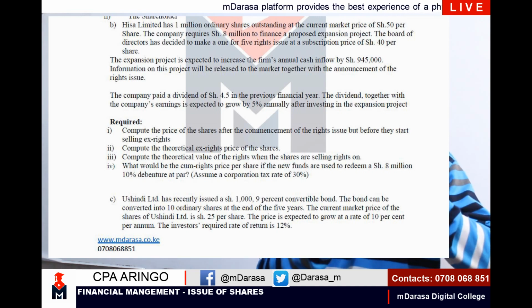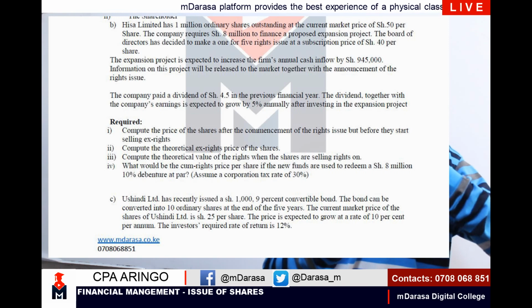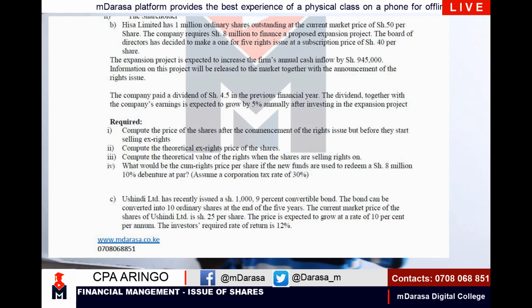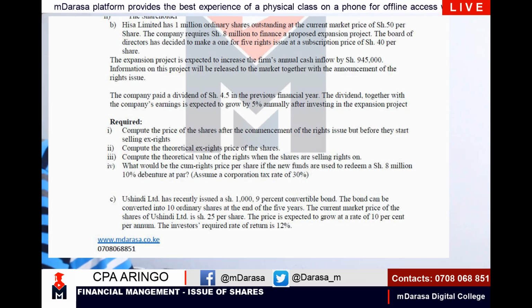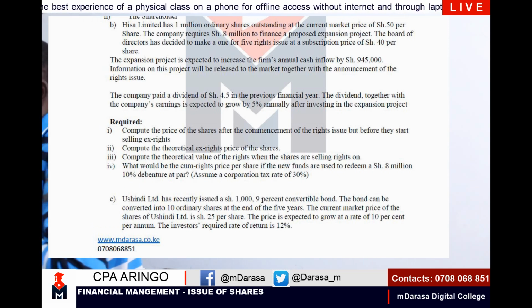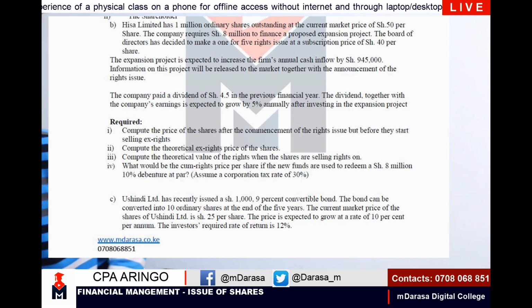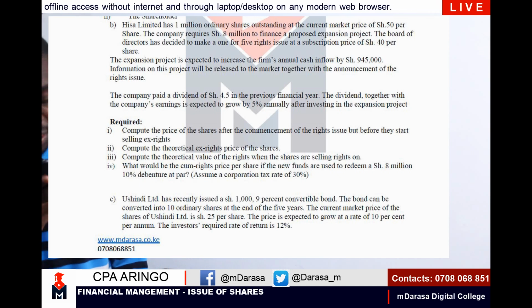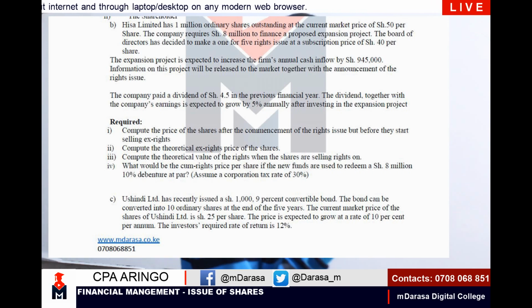So there is a project that we're planning to come up with, and this project requires us to issue new shares. In this case we are talking of 8 million. We require 8 million to finance this new project of ours. Okay. Then we're also told that the board of directors has decided to make a one for 5 rights issue at a subscription price of 40 per share.